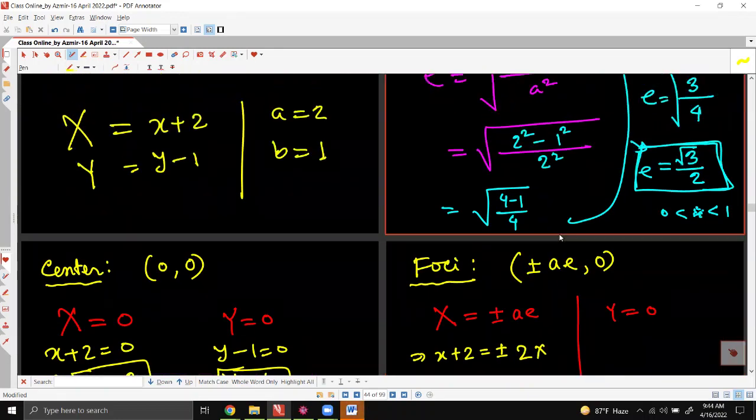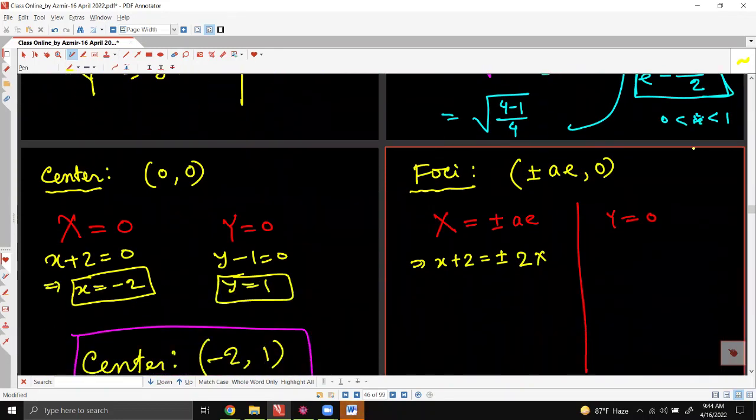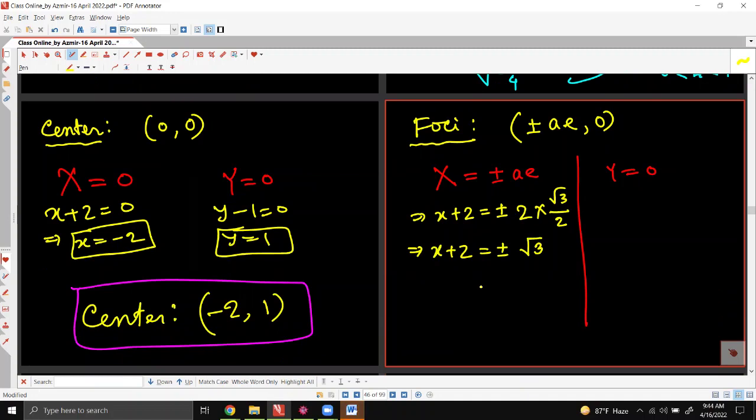And e is square root of 3 over 2. So we are getting x plus 2 equals plus minus square root of 3. So if we work with plus, we will get minus 2 plus root 3. And if we work with minus, we will get minus 2 minus root 3. So there are two values of x here.